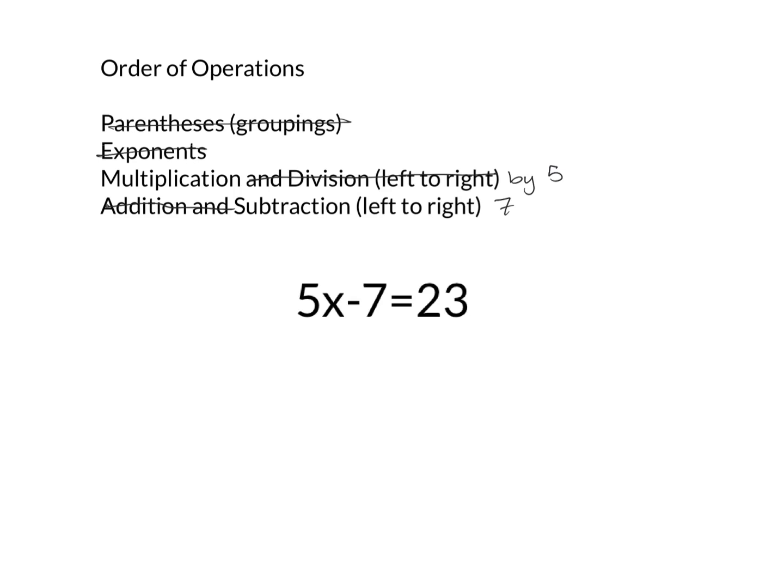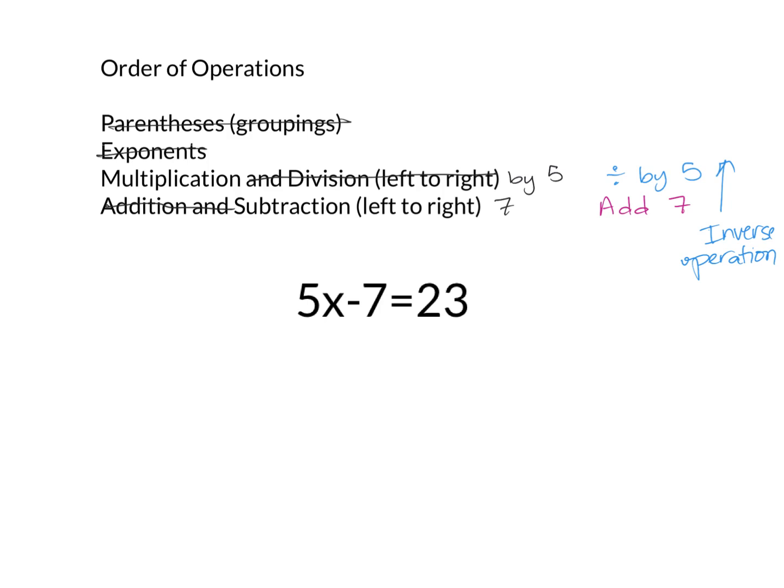So what I'm going to do, if my order of operations is to multiply by 5 and then subtract 7, I'm going to do the opposite and go the opposite direction. So the opposite of subtracting 7 is to add 7. And then the opposite of multiplying by 5 is to divide by 5. So opposite, or inverse operation, and I'm going to go in the opposite direction. So here I'm going to add 7.